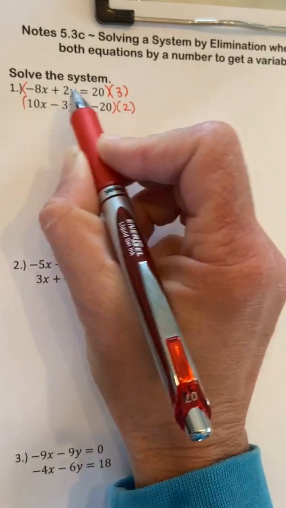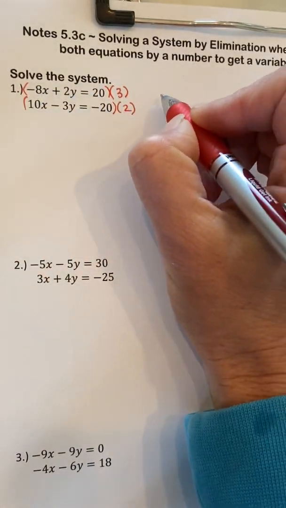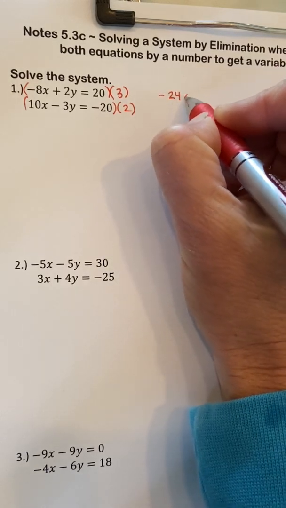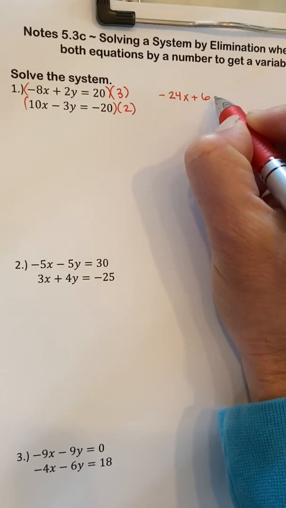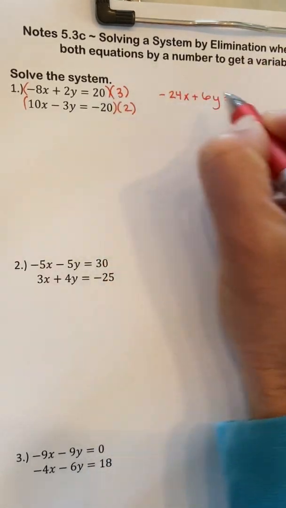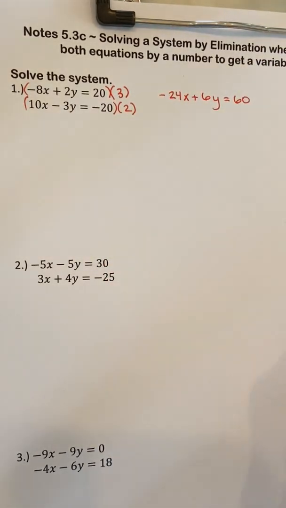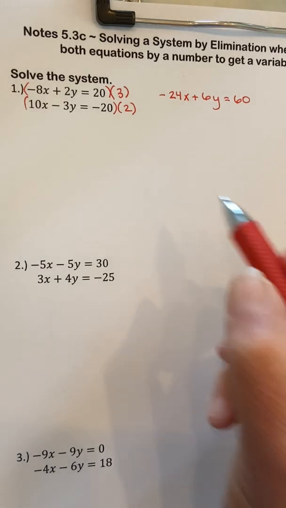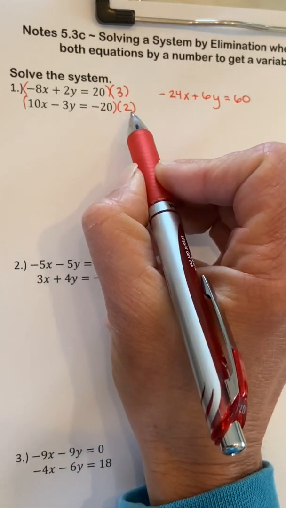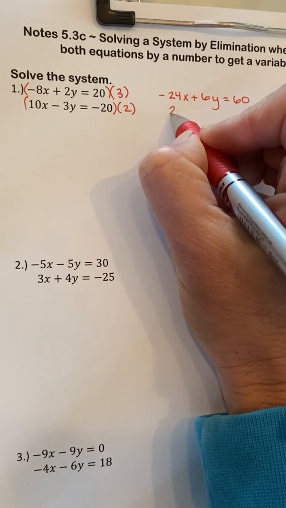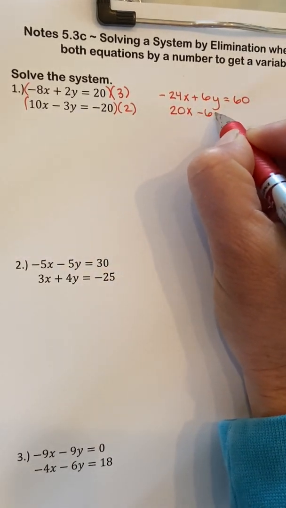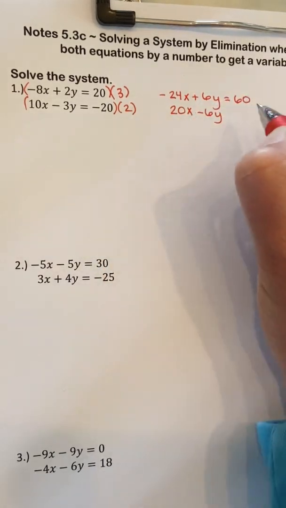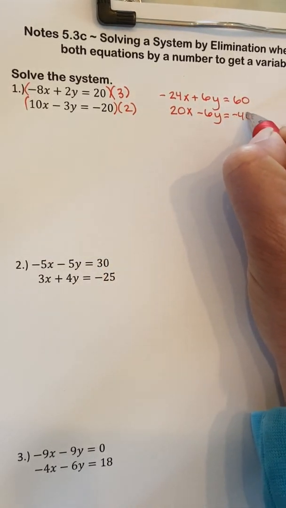Now I'm going to go ahead and take my 3 and multiply it by negative 8x, which will give me a negative 24x. 3 times 2y is going to give me a positive 6y. And 3 times 20 is going to give me 60. I'm going to do the same thing for the second equation. I'm going to take 2 times 10x is 20x, 2 times negative 3y is negative 6y, and 2 times negative 20 is a negative 40.